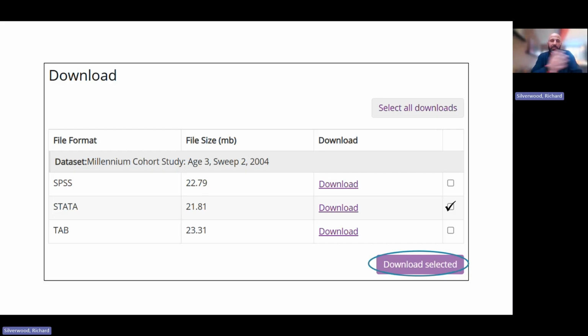So I've probably made it look as complicated as I possibly could, but once you get used to the process, it's relatively simple. You locate your data, add it to your account, add it to your project, ensure that you've agreed to everything you need to agree to, and it's available for download.